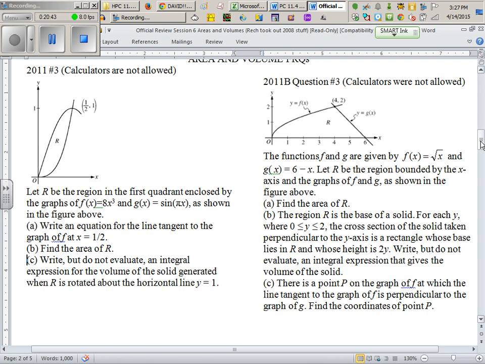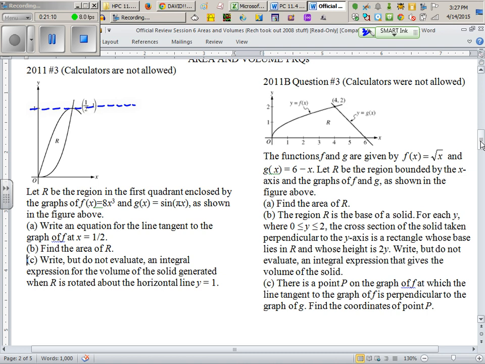Write but don't evaluate an integral expression for volume. So we're going to rotate. It's a volume of a solid of rotation, so this is not like a square or an equilateral triangle type problem. You're going to wrap this thing around the line y equals 1. Y equals 1 is this line up here. Really? We're going to rotate around that? That's going to be kind of weird, but that's what they asked for.